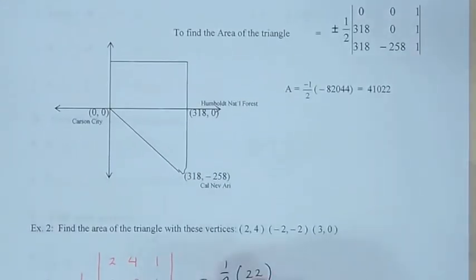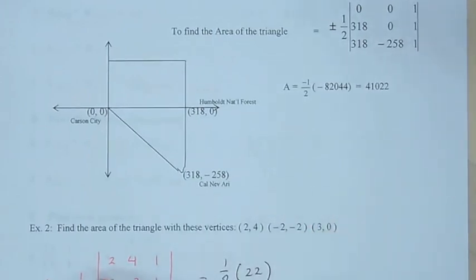Okay. You can go ahead and try this one out. We've got these points here: (2, 4), (-2, 2), (3, 0). We do that, and we plug it in: 2, 4, 1; -2, 2, 1; 3, 0, 1. Make sure you have that row of 1s on the back.